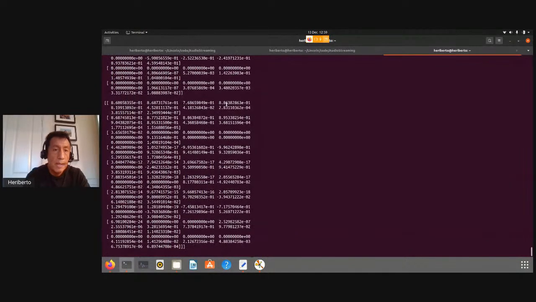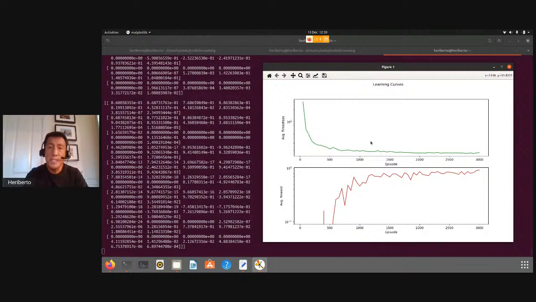Let me try to make this bigger. So what does this mean? The plot on top is illustrating the number of steps on average that it took from the beginning of training until the end. Remember that I run my program for 3,000 episodes, or 3,000 navigation tasks. The more the agent was trained, the more efficient it got in reaching the goal starting from the initial state. And as we can see here, the top plot is the lower the better, and the bottom plot is the higher the better.